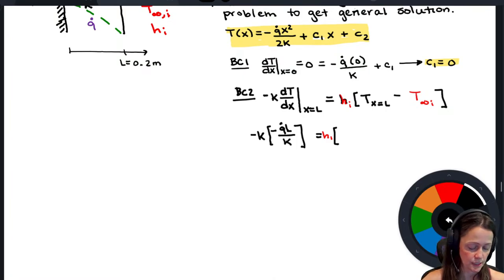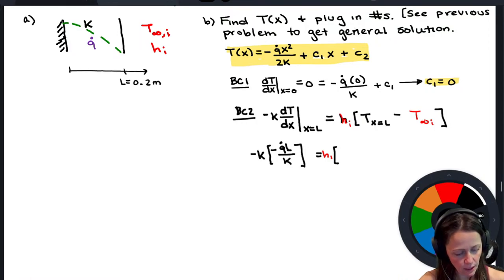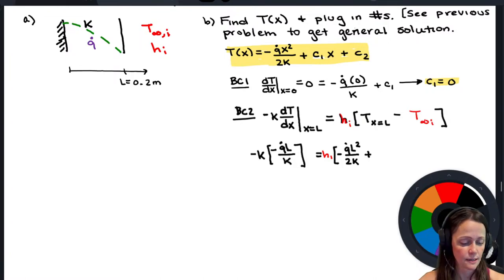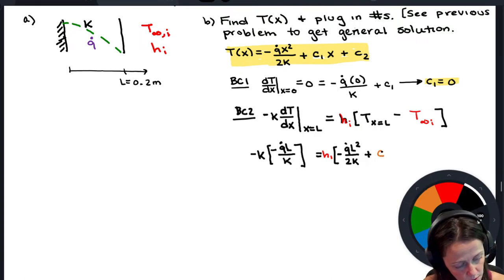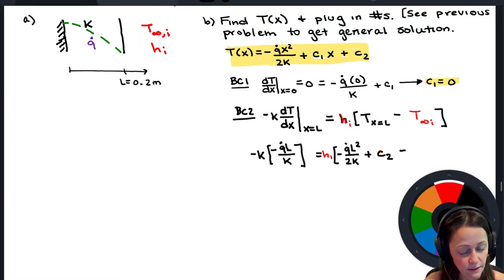times T at x equals L, which means I need to go back to that general governing equation up there that's highlighted in yellow. So T at x equals L would be negative q dot L squared over 2k plus, well, C1 is 0, so it'd just be plus C2. All right, so that's my T at x equals L. And then I've got to subtract out my T infinity. That guy.